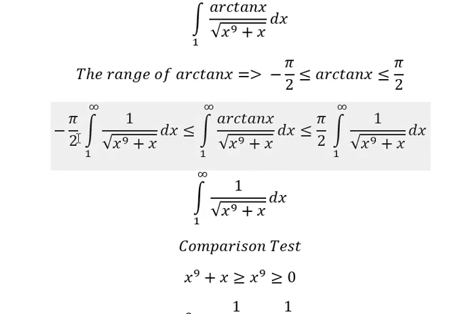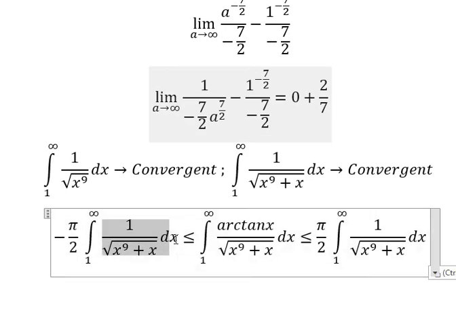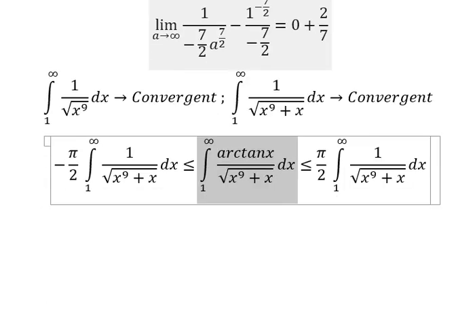Now we go back to this one. We see that this one is convergent, this one is convergent. So there are two convergent on the left and on the right. So we can say that this one should be convergent.